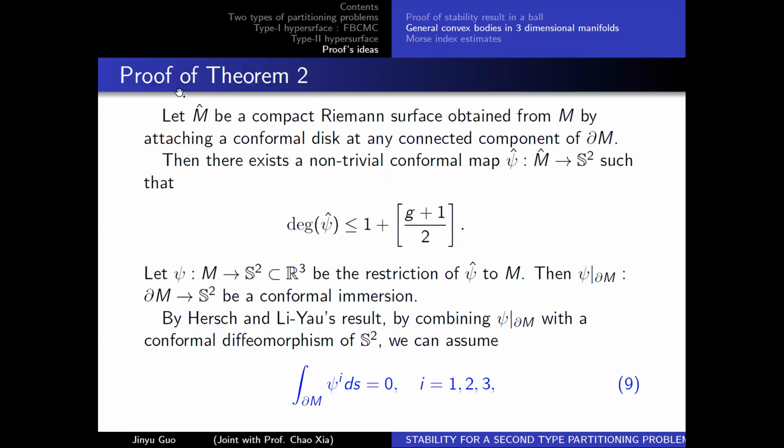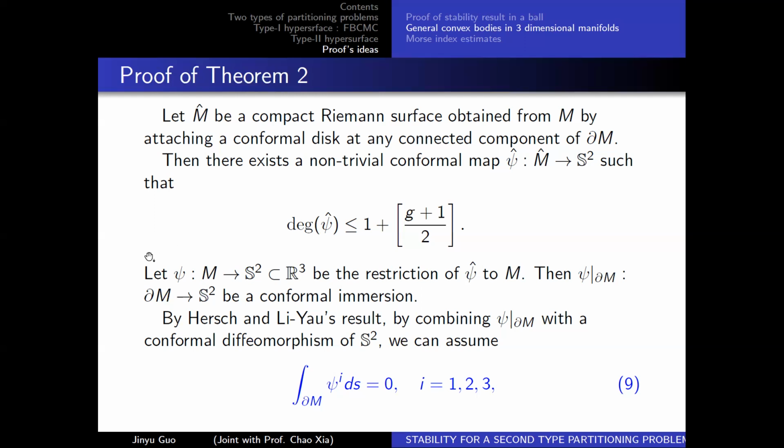Now we prove Theorem 2. Let M hat be a compact closed Riemann surface obtained from M by gluing a conformal disk at every connected component of boundary M. Then there exists a non-trivial conformal map psi hat such that the degree of psi hat is smaller than or equal to the integer part of (g plus 1) over 2, plus 1. And here g is the genus of M hat.